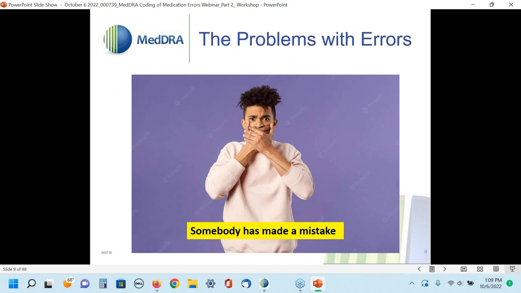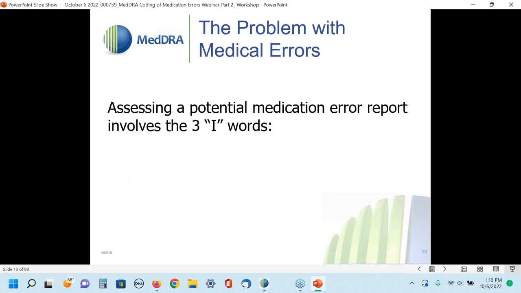So when you are reading reports or narratives that are related to medication errors, sometimes what is remarkable is the information that is not in the report. And that's the problem with these medication errors. Sometimes they're not clearly presented as an error, and one needs to look at it, assess the information, and try to figure out some other aspects to help with deciding how to code a particular event.